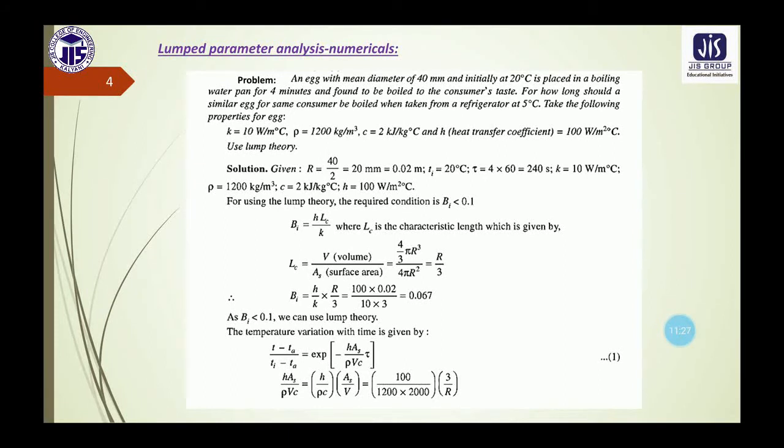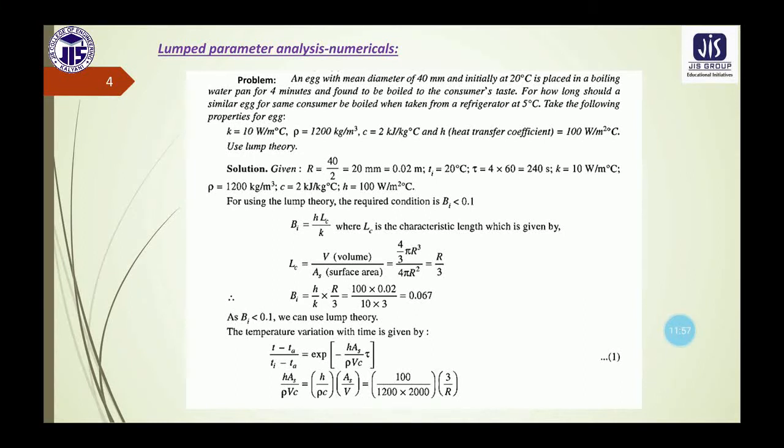Now there is one condition based on which we can use the Lumped parameter analysis. That is the Biot number value, it should be less than 0.1 in case of these different geometrical shapes. So for that we need to first calculate the value of the Biot number. The formula of the Biot number is h Lc by k. Here the values of h and k are given in the question.